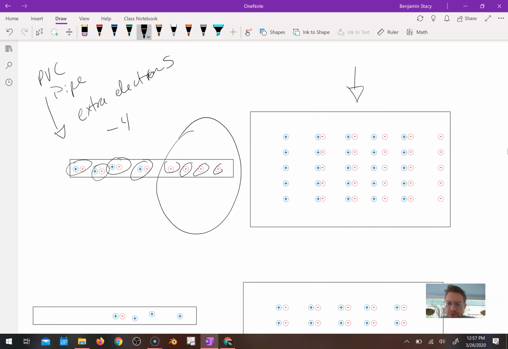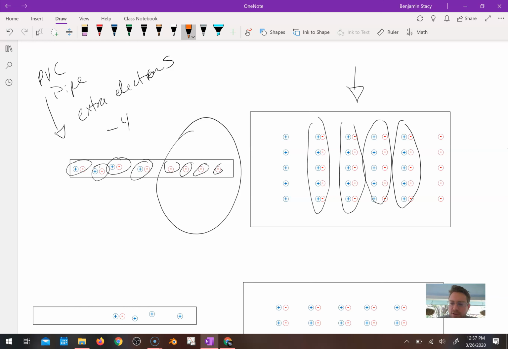I still have 25 blue and 25 red. These are paired up, these are paired up, these are paired up, these are paired up. But now look, I have a side of kind of lonely electrons on one side, and on the other side of my material I have a legion of lonely positive charges. And so I have a positive side of my material, and on the other end a negative side. And so we say when this happens, this is now polarized. It's a polarized material. It's still neutral.